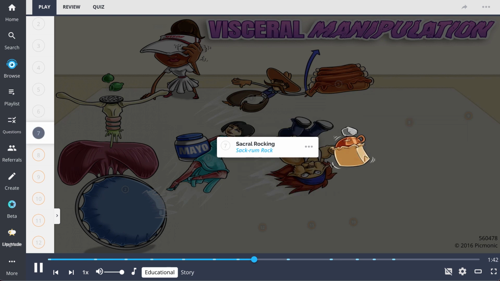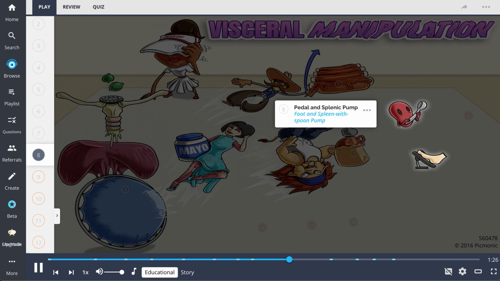Next, we have sacral rocking, which is utilized to normalize parasympathetic response of the left colon and alleviate constipation. Conversely, sustained pressure can assist in the improvement of diarrhea and dysmenorrhea. You can remember this with our sacrum rock character.